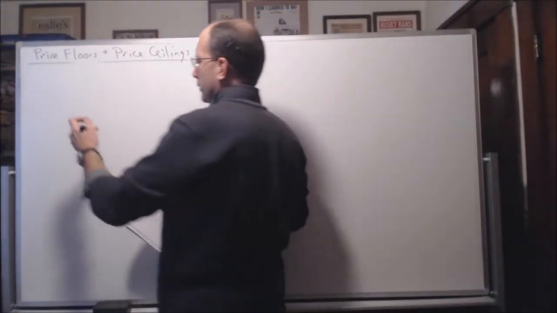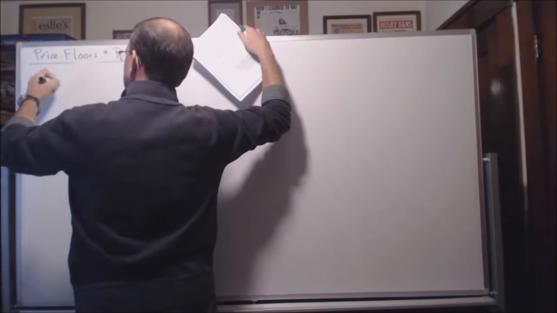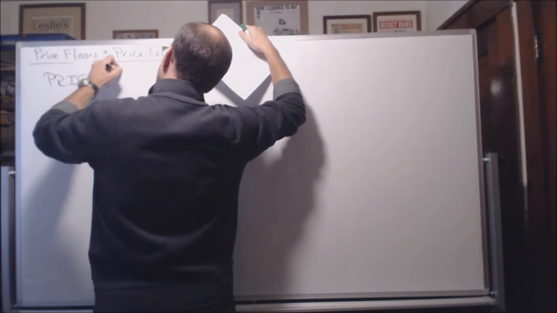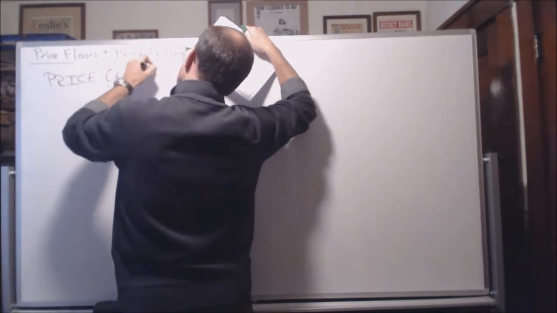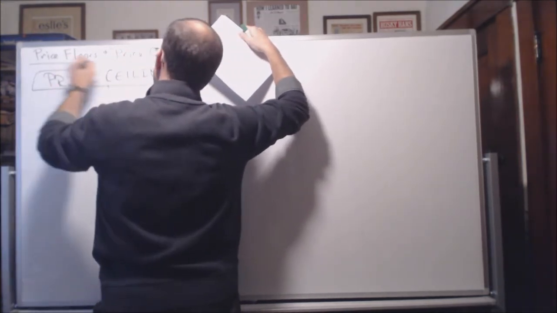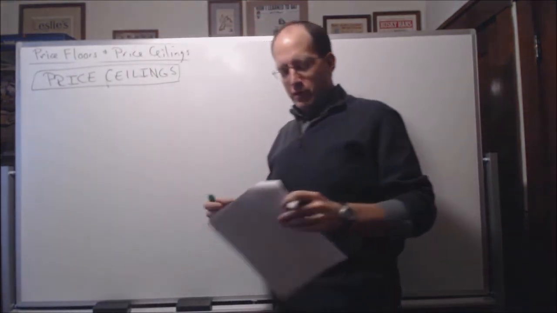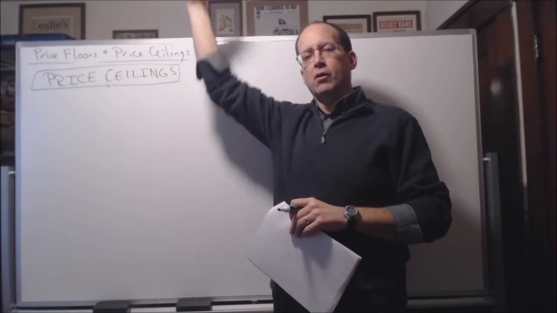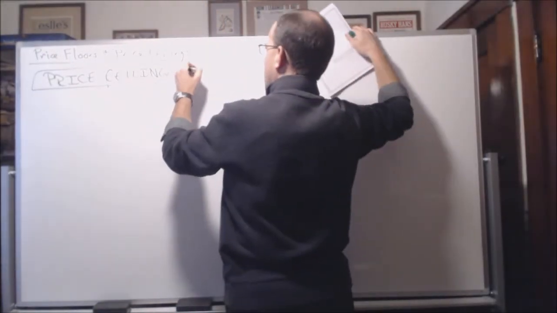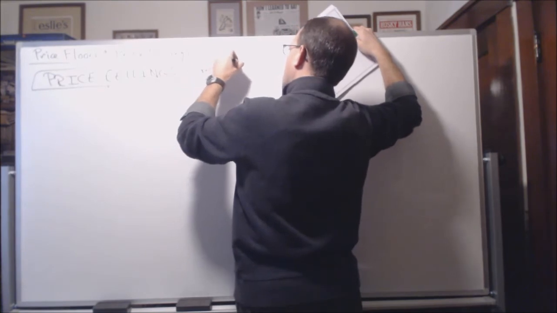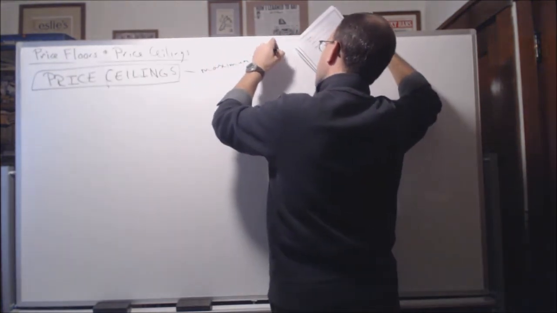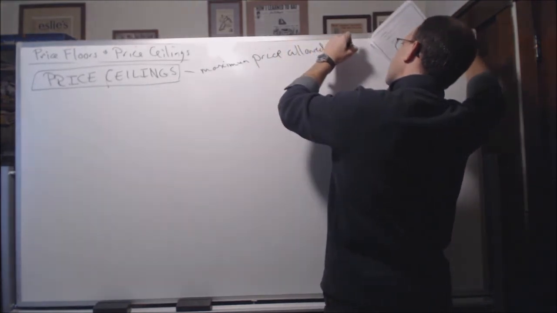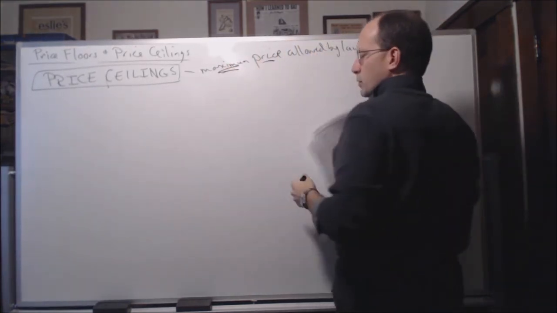Anyway, so we're going to talk about the second situation where governments intervene and decide that they don't like the market price. And that's when they establish what are known as price ceilings. And you guessed it, the name is rather descriptive, right? So if we're going to put a definition down here, the ceiling is as high as we can go. So a price ceiling is a maximum price allowed by law.